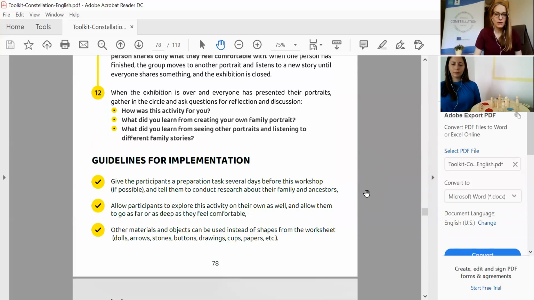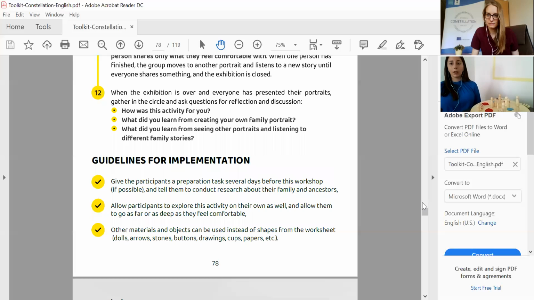Okay, this is one workshop. Yeah, here are some guidelines for implementation. For example, that you can give this preparation task before the workshop. What would be this preparation, Marcela?